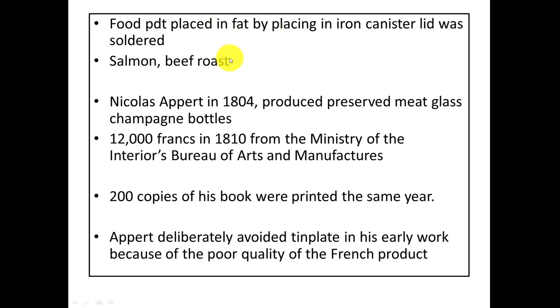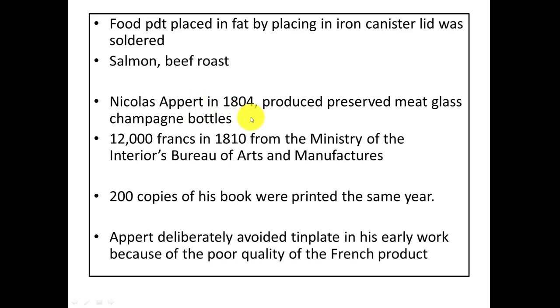In between, there is the contribution of Nicholas Appert. You may know about Nicholas Appert. He was the one who developed the process of canning. So the canning procedure that is popular nowadays, the credit goes to Nicholas Appert. Sometimes canning is also known as appertization.